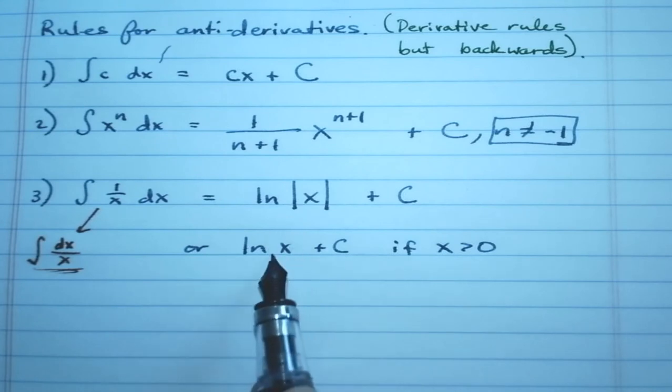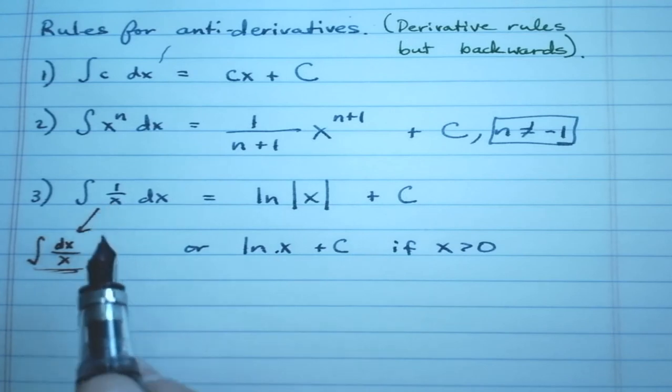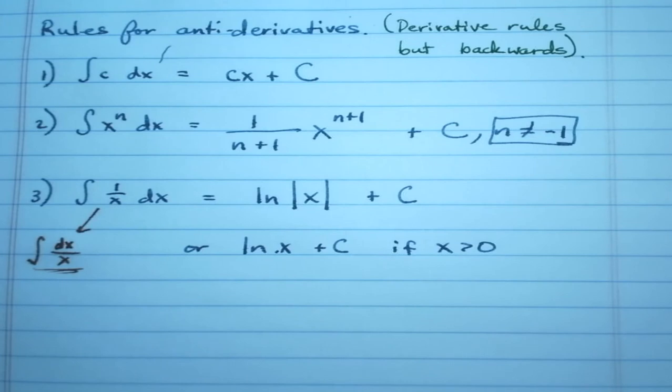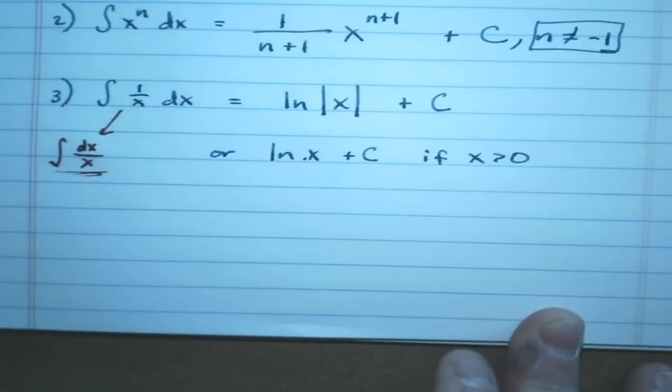Well, what's the derivative of natural log x? The derivative of natural log x is 1 over x. So the antiderivative of 1 over x has to be natural log of x. It's the opposite of the original rule.